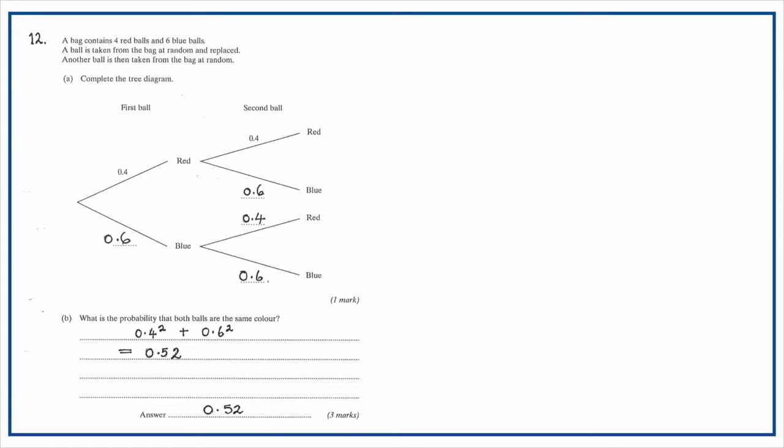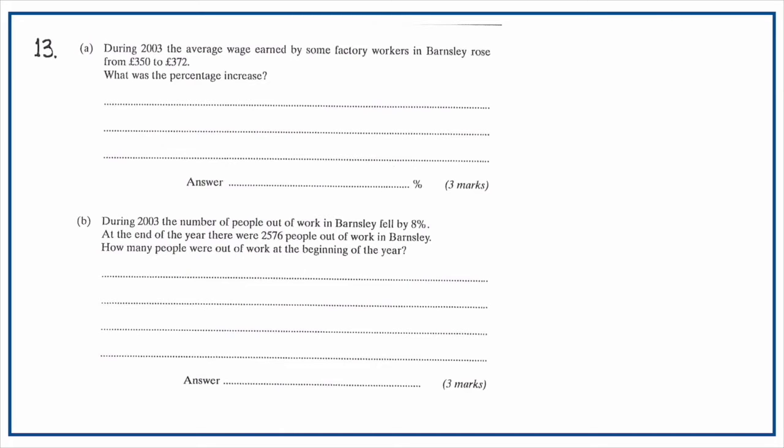Question 13a. During 2003, the average wage earned by some factory workers in Barnsley rose from 350 to 372 pounds. What is the percentage increase?